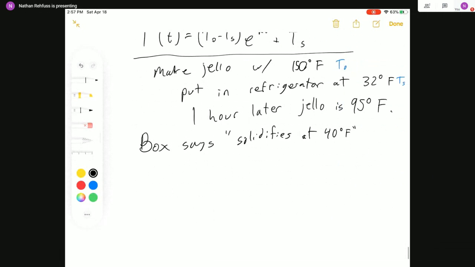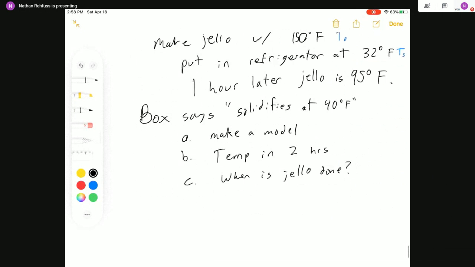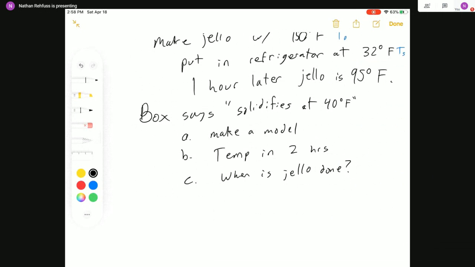So I'm going to say part A, make a model. Part B, what is the temperature in 2 hours? And part C, when is the Jello done? So in part A, we need to make a model, and we're already most of the way there.